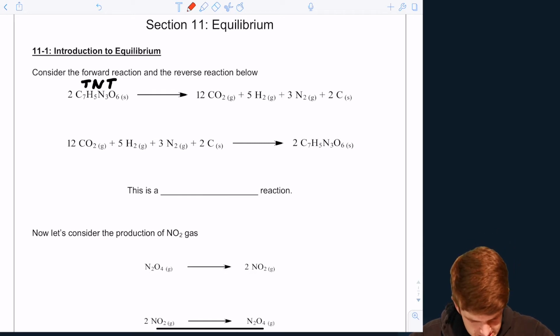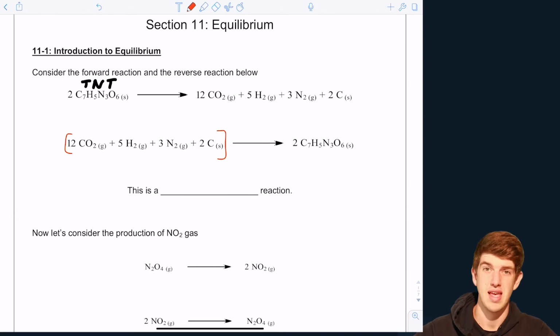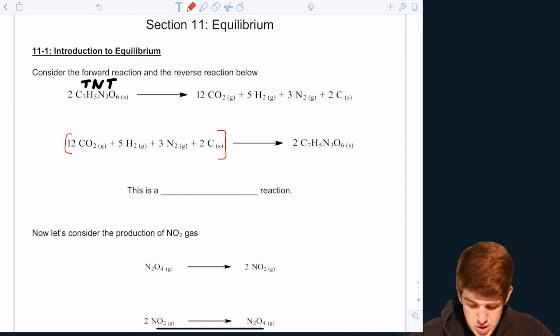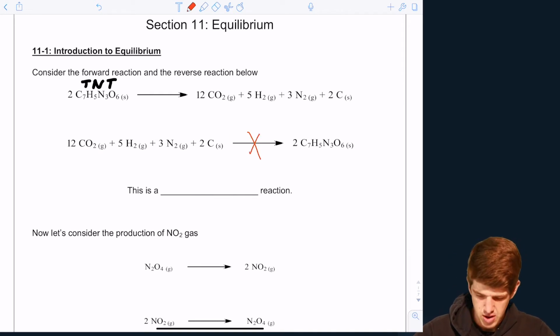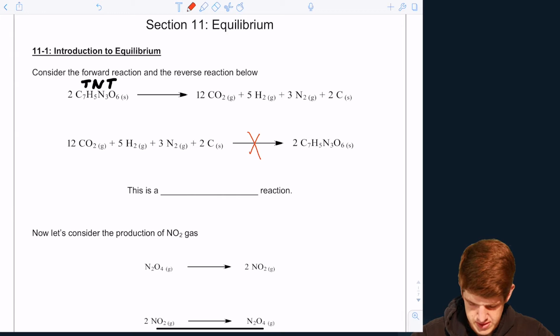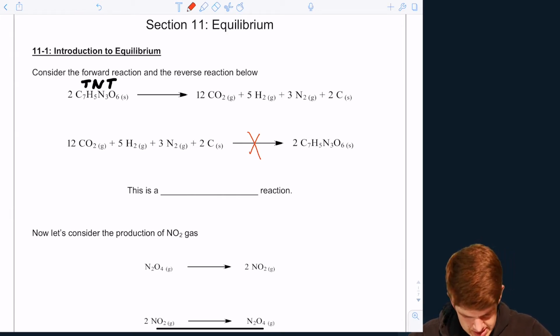So here is the reverse reaction, these molecules coming together to form TNT. This reaction does not happen. You really won't see this, and because of it, the reaction of TNT turning into those 4 different products is considered an irreversible reaction.